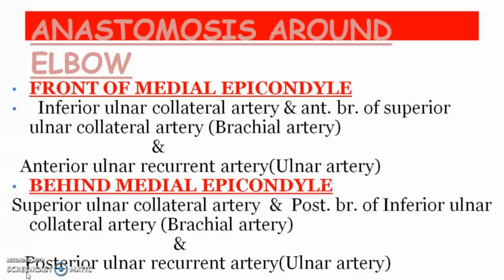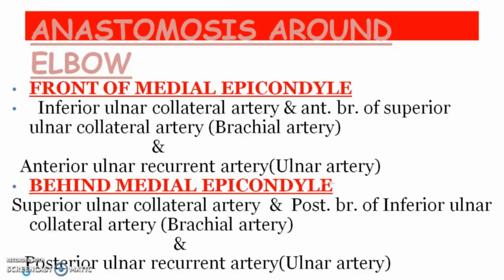So we have an anastomosis between the branch of brachial artery and the branch of ulnar artery in this case also. The branches coming from the brachial artery are the superior ulnar collateral artery and a small branch from the inferior ulnar collateral artery, and from the ulnar artery we have a branch called the posterior ulnar recurrent artery. So that's all about the anastomosis happening in front and behind the medial epicondyle.